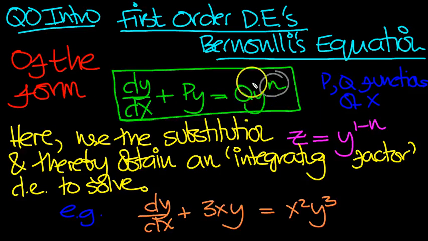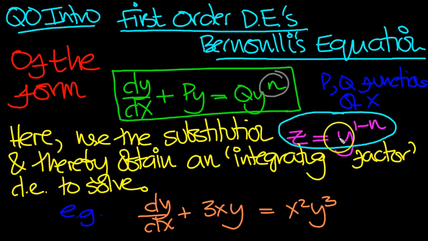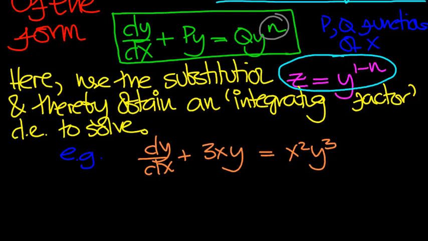Anything we see like this we can apply. This is Bernoulli's equation and we can solve it using this simple substitution here. What we do is we let z equal y to the power 1 minus n. n is the value that's in this position here. Then we get an equation which involves an integrating factor method differential equation in order to solve. Okay, so let's have a look at an example then.